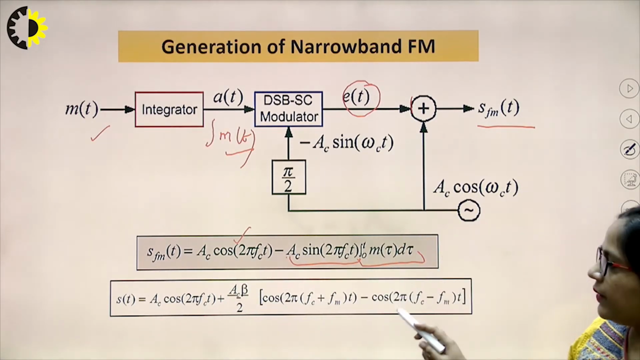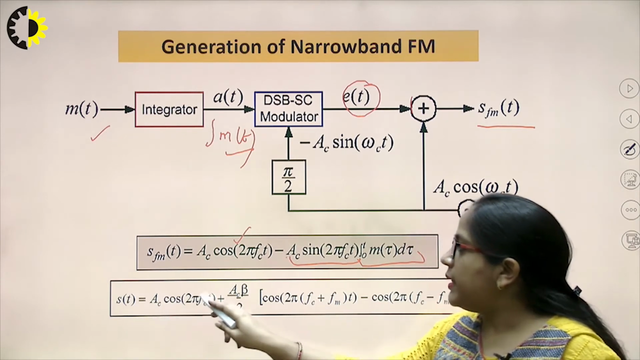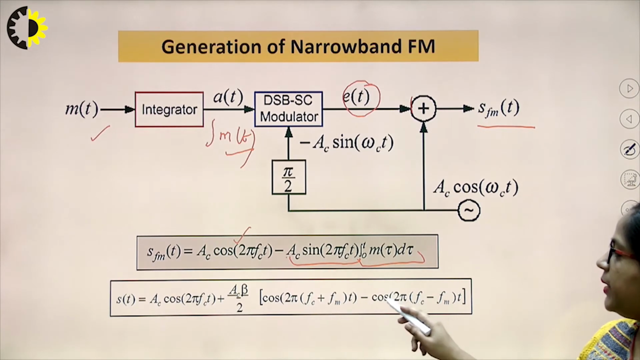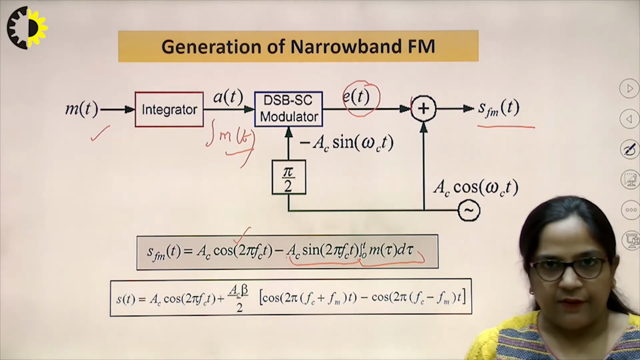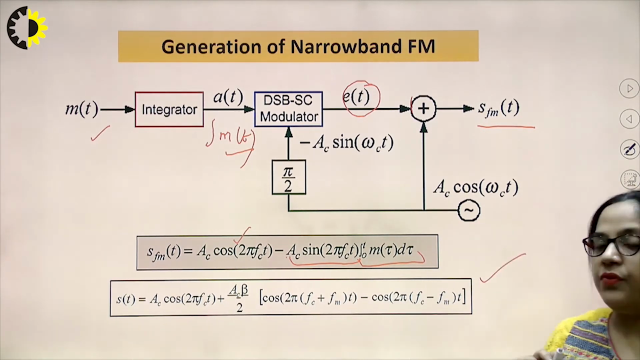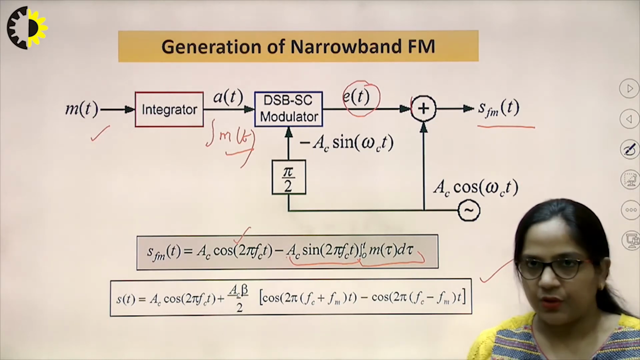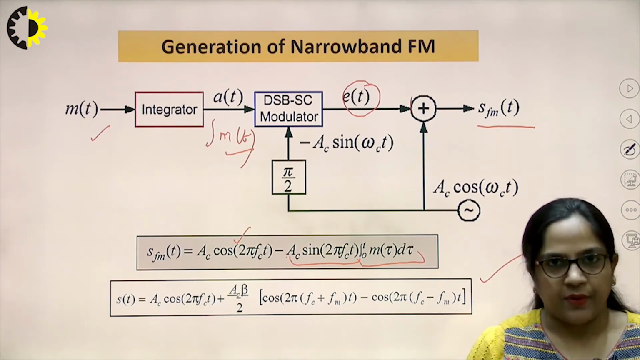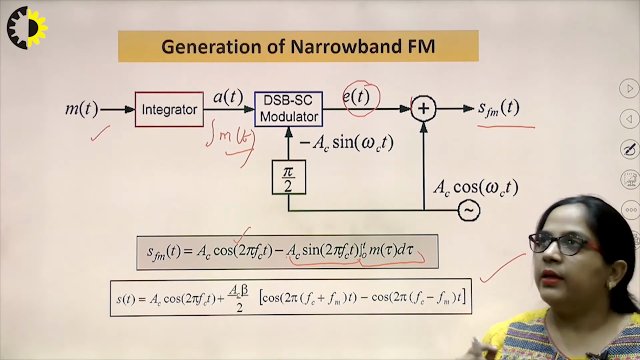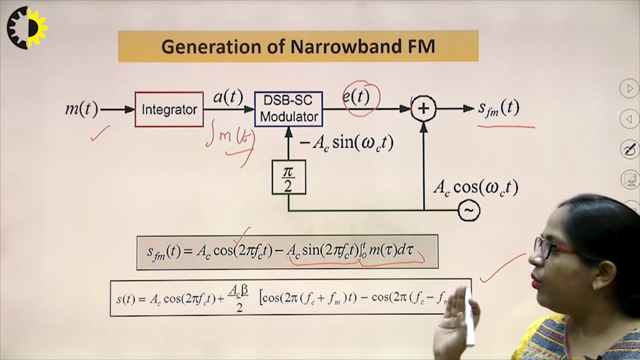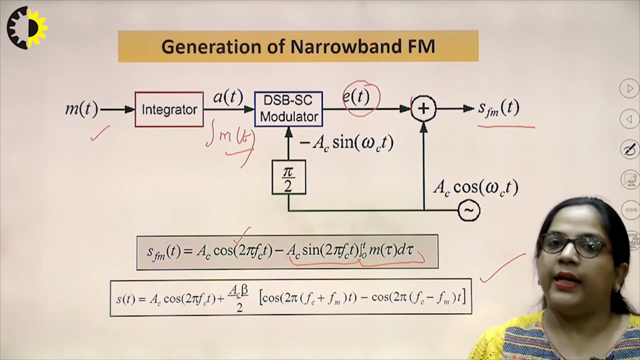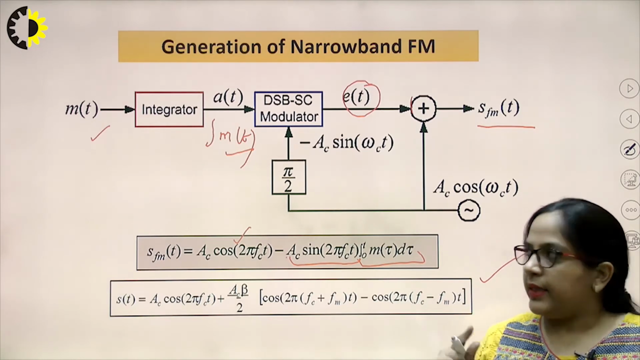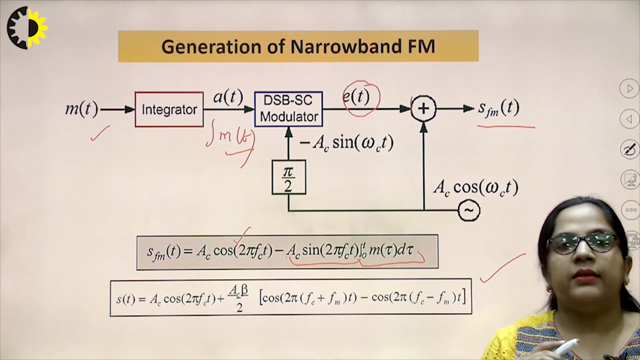Rearranging this equation, we get s(t) equals Ac cos 2 pi fc t plus Ac beta by 2 times cos 2 pi (fc plus fm) t minus cos 2 pi (fc minus fm) t. That is the standard expression for our narrowband FM signal. So with the help of this arrangement, we can generate a narrowband FM signal. But the point to be noted is that there is no difference between an NBFM signal and an amplitude modulated signal, other than that in the lower sideband we get a negative sign.